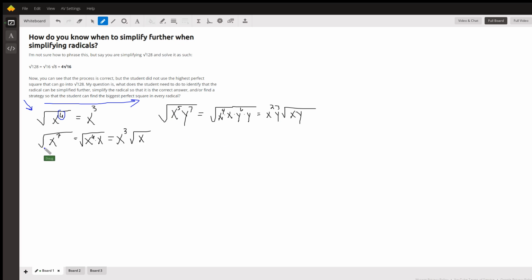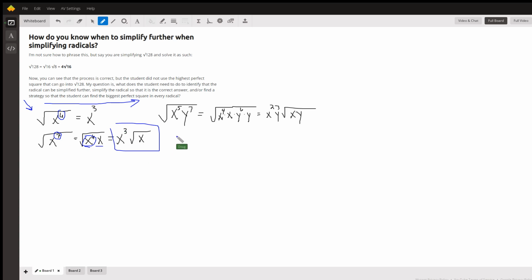So if you have something like the square root of x to the seventh, I can't take half of that exponent evenly, so mentally I divide it into two factors: x to the sixth times x. I can take the square root of x to the sixth, as I showed up here, and get x cubed, and there's the simplest radical form for the square root of x to the seventh, x cubed times the square root of x.